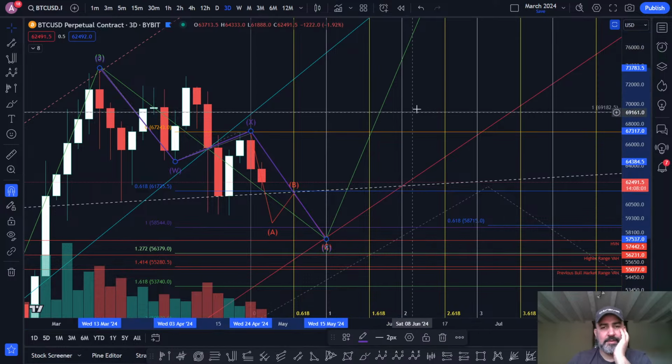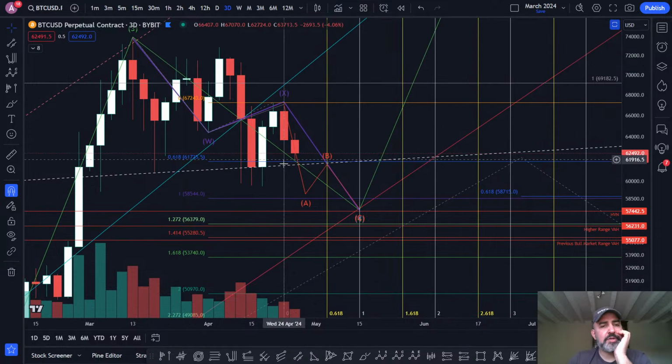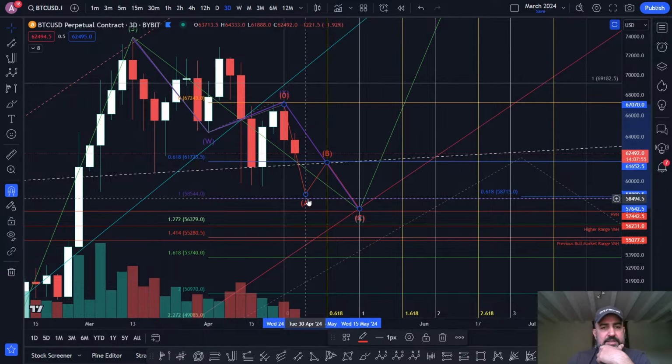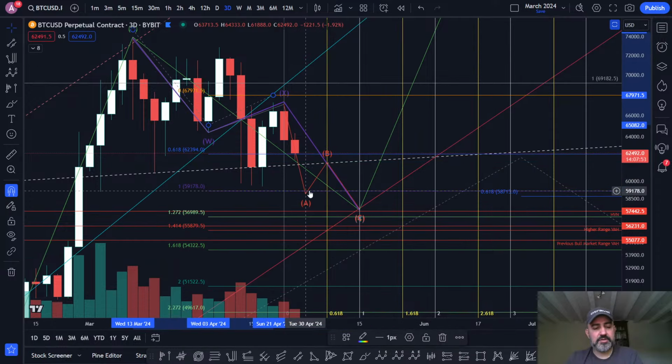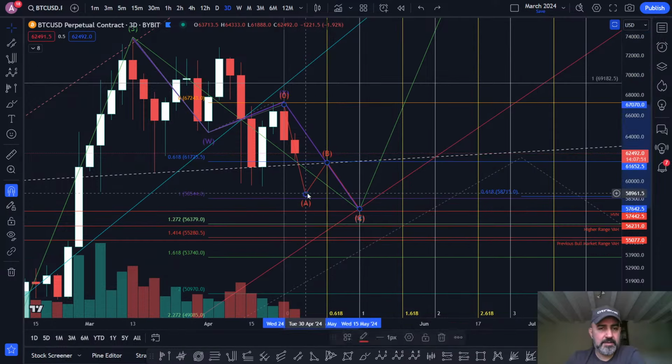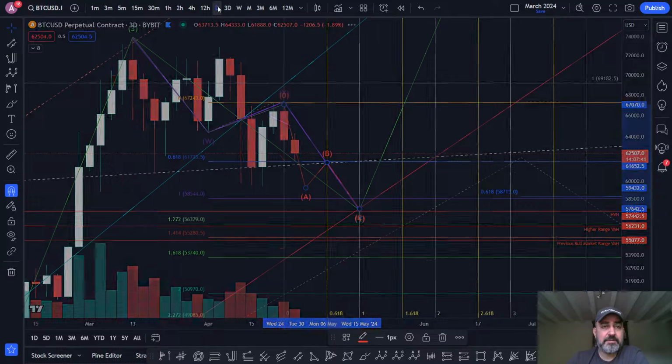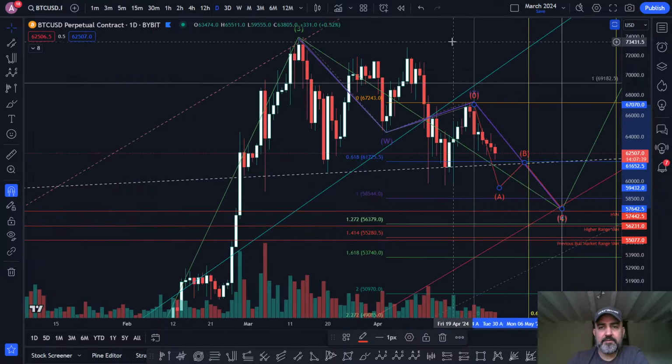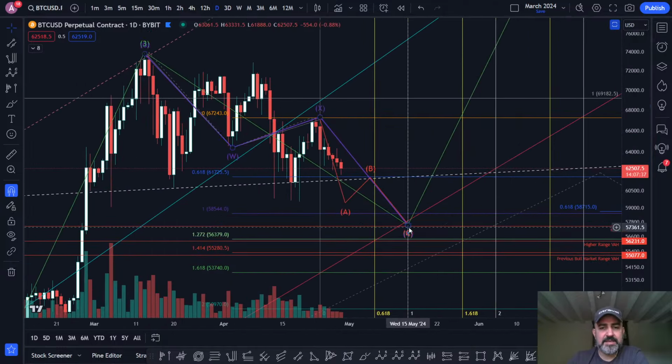Basically, what you're trying to do here on a slightly lower time frame is create some kind of ABC to complete this last zigzag, and then we don't really know where this is going to land. Okay, but in my mind, I'm just thinking if this is correct, then it would make sense to come sometime.